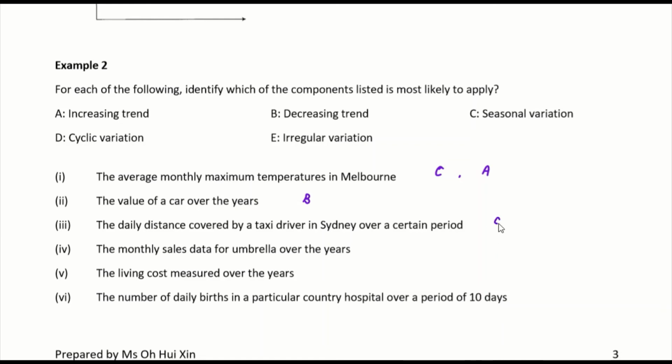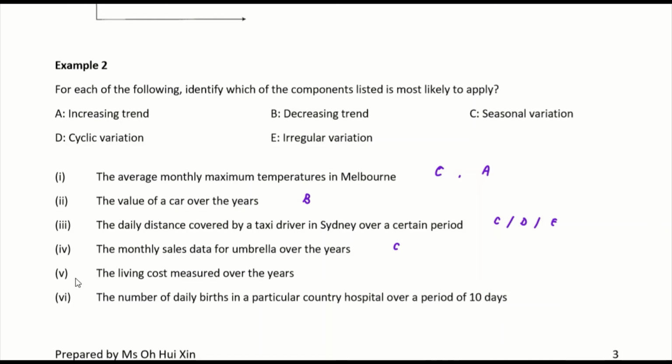So in this case, maybe it will be C, maybe it will be D, maybe it will be E. So it depends on the situation. All right. Then four, the monthly sales data for umbrella over the year. Okay. So in this case, you can try to imagine that in such a year, maybe umbrella sales are highest during the raining season, then in this case it will most likely follow a seasonal variation as well. But of course, by looking at the situation, it can be cyclic or irregular as well. But we are just writing down the one that we think is the most suitable.